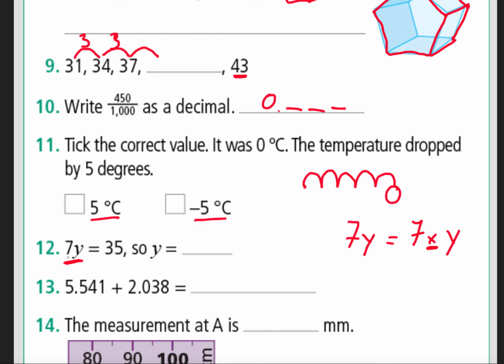So that's why mathematicians write down 7 multiplied by another thing, they just put the 2 beside each other. So 7 multiplied by something is equal to 35. So what do you multiply 7 by to get to 35? And that's your answer for y.